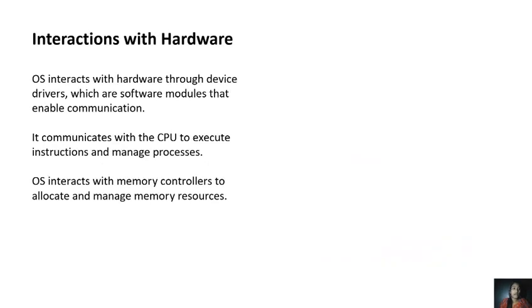Interactions with hardware. OS interacts with hardware through device drivers, which are software modules that enable communication. It communicates with the CPU to execute instructions and manage processes. OS interacts with memory controllers to allocate and manage memory resources.